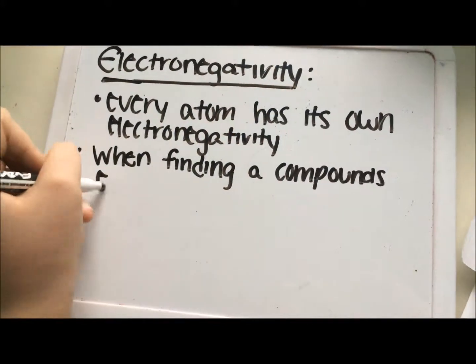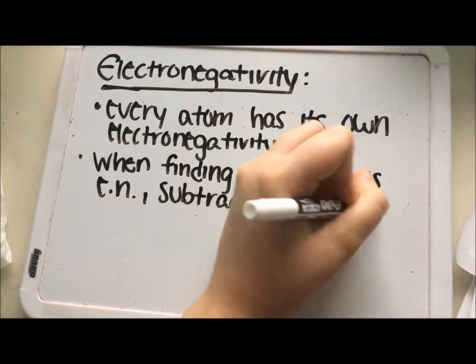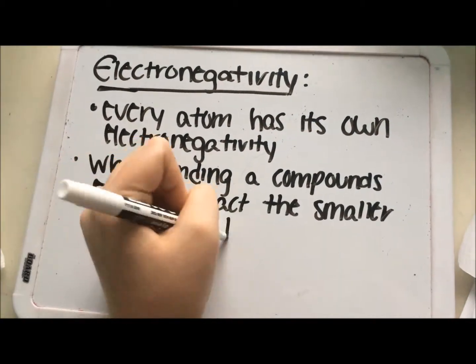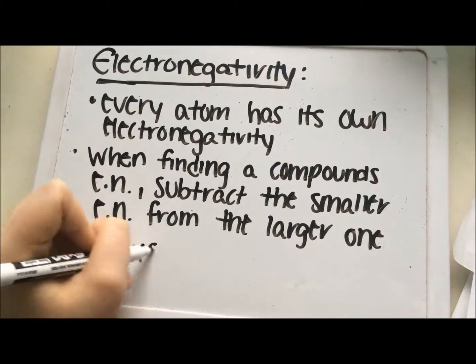When finding a compound's electronegativity, subtract the smaller electronegativity from the larger electronegativity. Use this to determine the type of bond, either ionic or covalent.